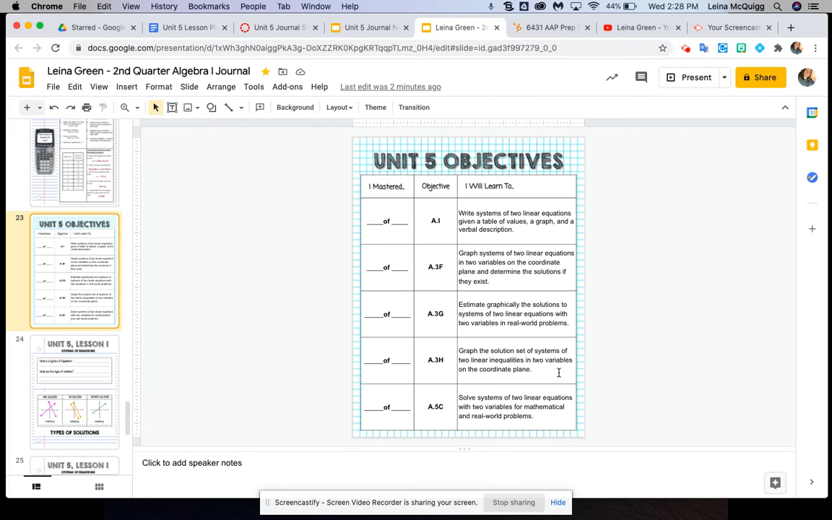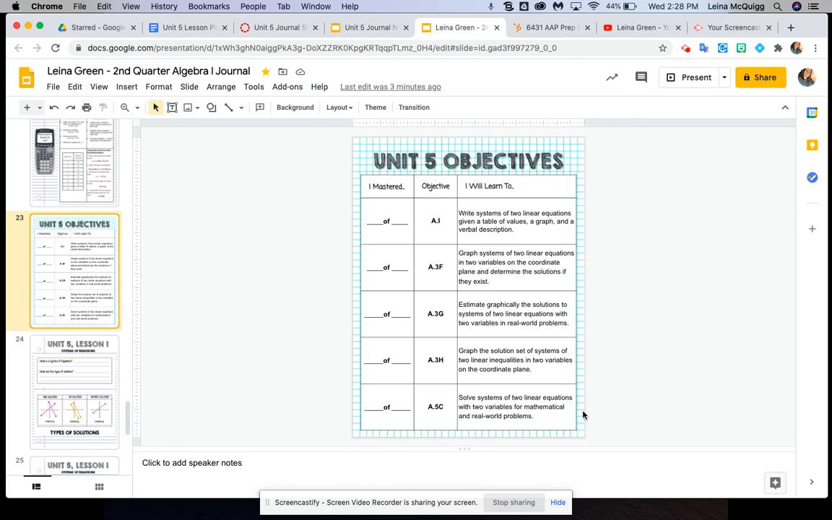Graph the solution set of systems of two linear inequalities in two variables on the coordinate plane. Well, we know how to graph one linear inequality, so now we're just going to graph a second one on the same graph. Okay? And solve systems of two linear equations with two variables for mathematical and real-world problems. So we're going to solve systems.